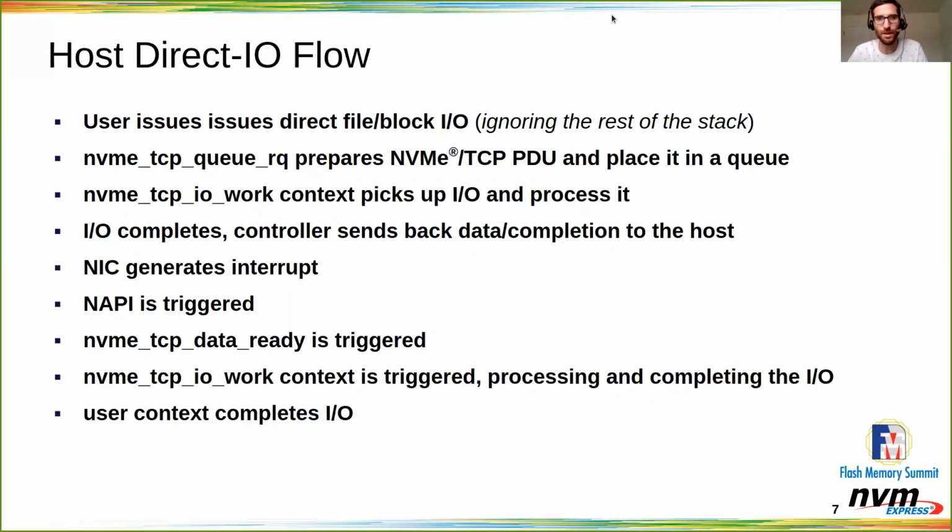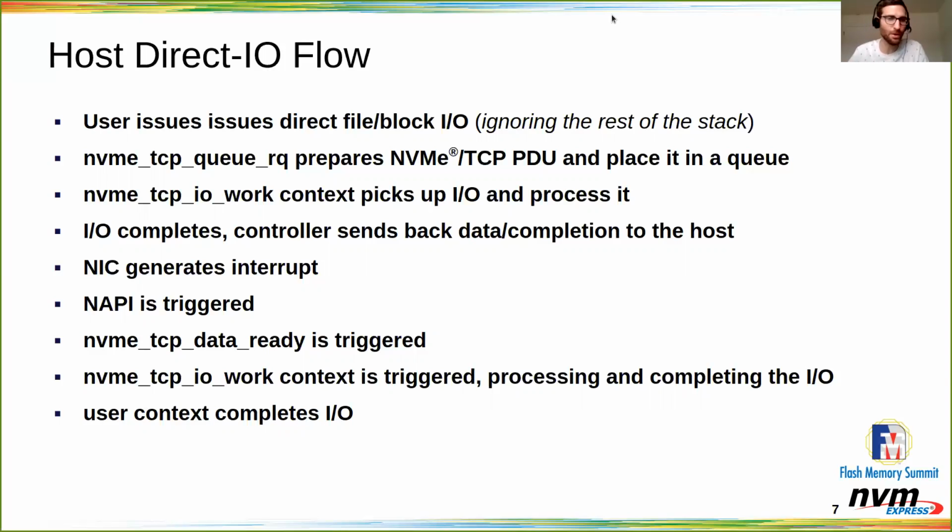Then we have the I/O work that picks the I/O. That's the I/O context or the I/O thread. It picks up this I/O and starts processing it, actually sending it to the controller. Then the controller processes it, completes the I/O, and sends back data if it's a read, and the completion to the host. Once the host receives it, first one to see it is the NIC. It generates an interrupt saying that it has additional datagrams that should be processed by the host. Then NAPI is triggered that basically gets all these datagrams and inserts them into the TCP IP stack and processes it.